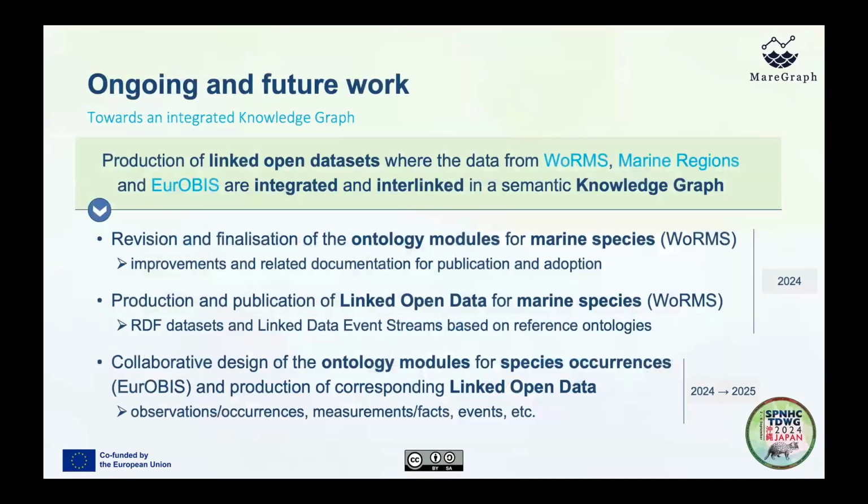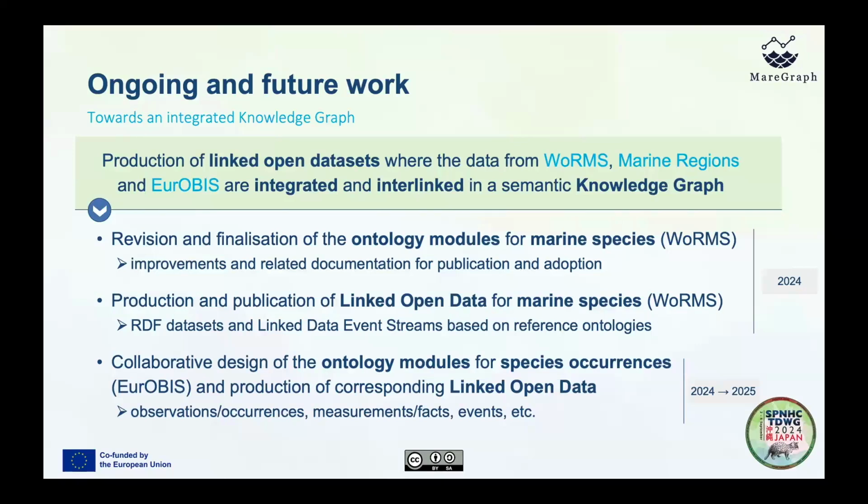To summarize and conclude, our overall goal in the MareGraph project is to produce and publish a semantic knowledge graph that integrates and interlinks the data from WoRMS, Marine Regions, and EurOBIS. We have our models for marine species, and we are in the process of revising and finalizing them so that they can be used for producing and publishing linked data from WoRMS. This will happen by the end of this year, and at the same time we have just started the open collaborative process for defining the ontology modules for representing species occurrences, so the data from EurOBIS. By the end of next year we will have this data published as linked data too.